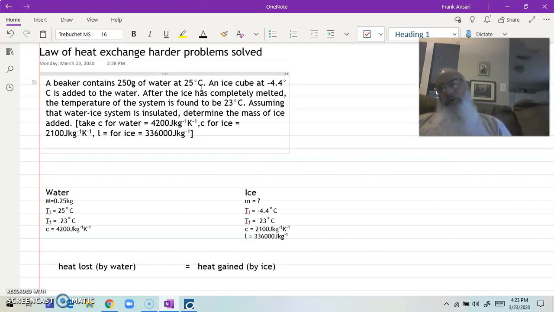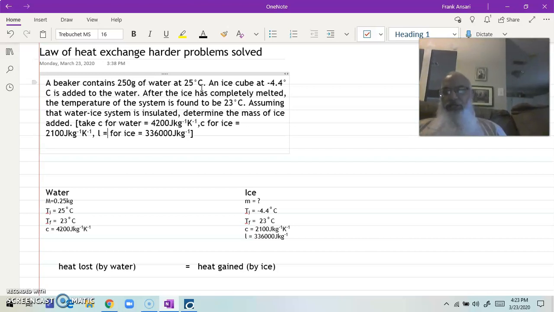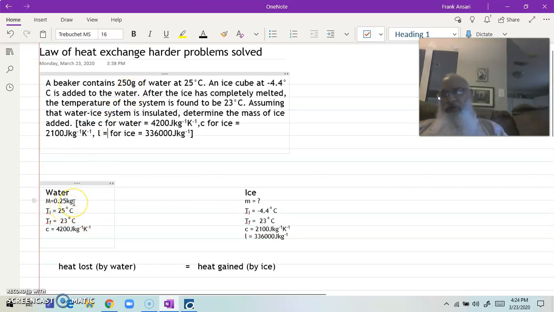So, now, talking about the law of heat exchange, water will lose energy, and whatever it loses will be gained by the ice. Okay, so let's put some numbers down here just so we know what we're looking at. The water has a mass of 0.25 kilograms. It says 250 grams, which is the same thing as 0.25 kilograms, so I've already converted. Initial temperature of water is 25 degrees Celsius. Final temperature of water is 23 degrees Celsius. And the specific heat capacity of water is that much.